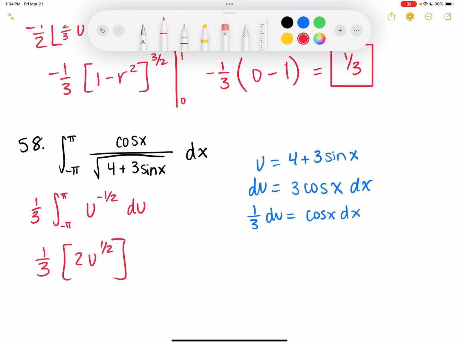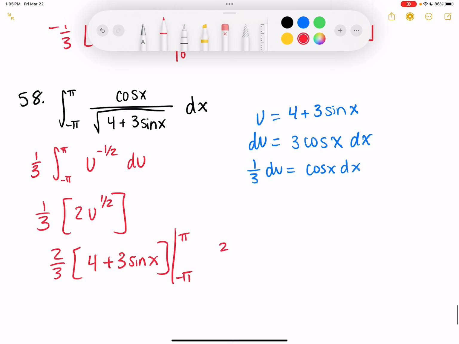Yeah, I was also thinking. Fractions make it so complicated. That's why I usually do the exponent first, and then I figure out what number goes in front. So this is going to be 2/3, and then 4 plus 3 sine x, evaluated from negative pi to pi. So I've got 2/3 times 4 plus, what's 3 sine of pi? Just what's the sine of pi? 0. So that's just going to be 4.